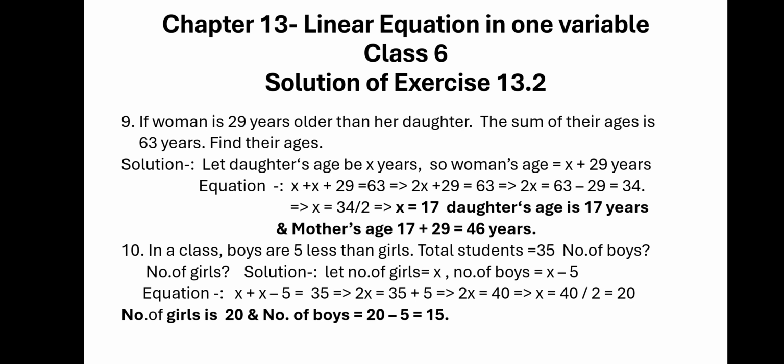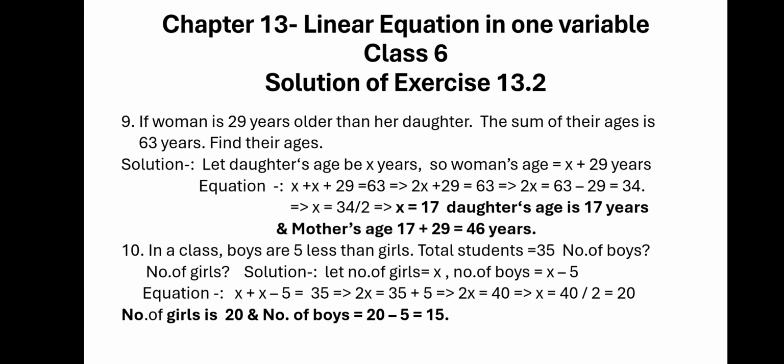10th question. In a class, boys are 5 less than girls. Total students equal to 35. So we have to find the number of boys and the number of girls. So solution. Let the number of girls equal to x. So the number of boys, since they are less than them by 5, will be x minus 5.